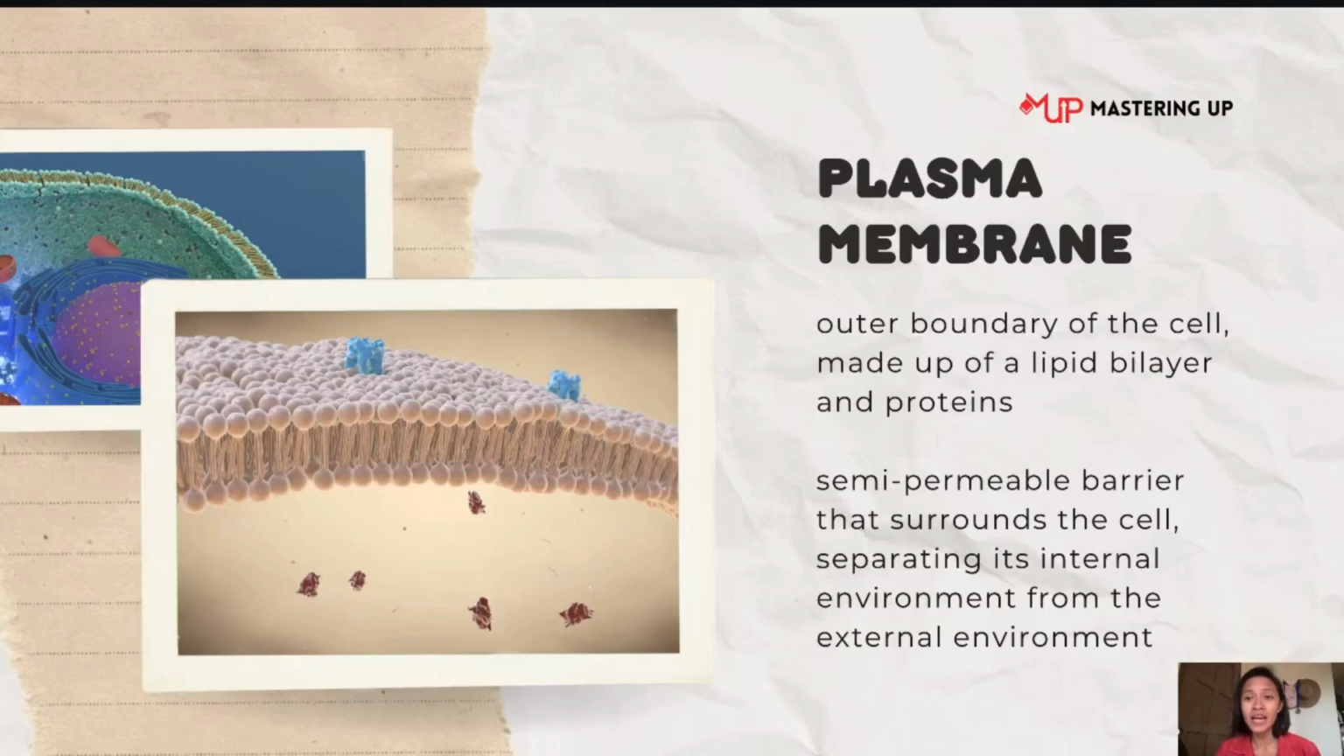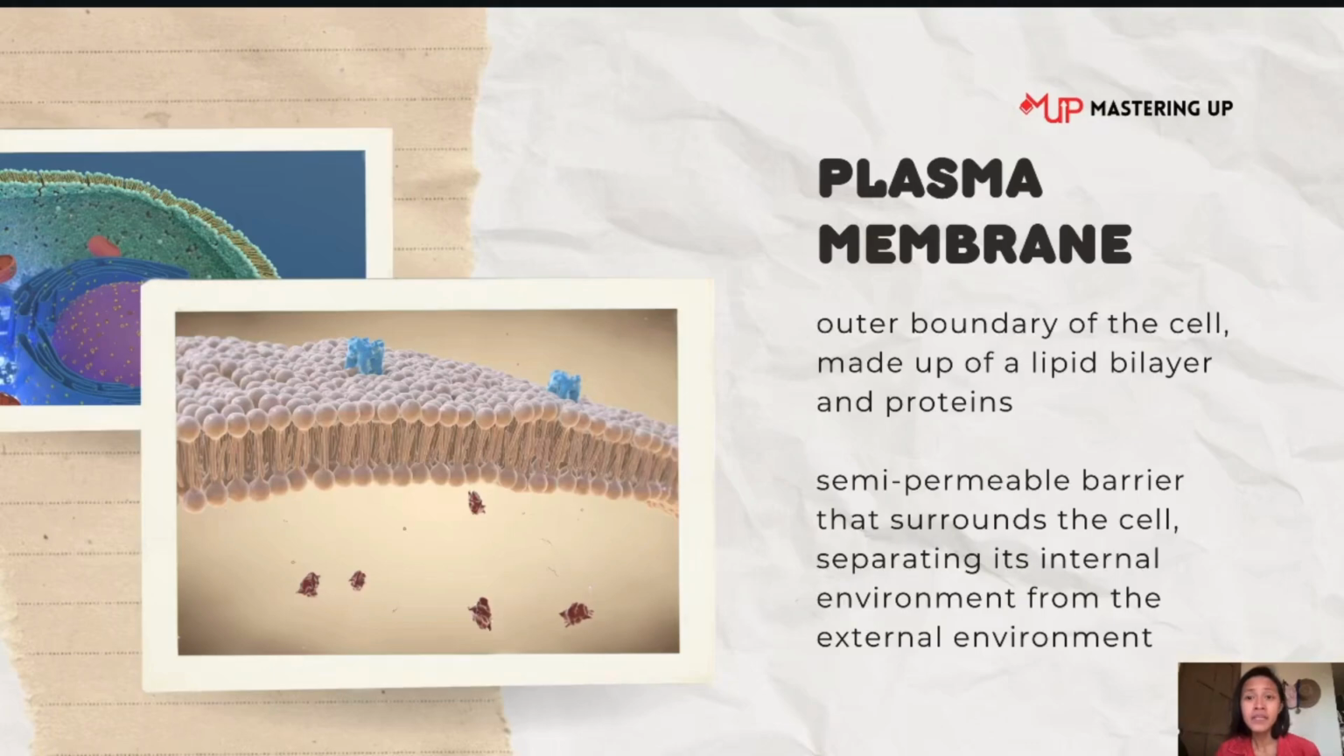What's really cool is that this plasma membrane is found not just in eukaryotic cells like plants and animals, but also in prokaryotic cells such as the bacteria. This means the plasma membrane is fundamental to all the living organisms, no matter how simple or complex they are. This boundary is crucial because it ensures that only the right materials pass in and out, maintaining the cell's internal conditions and allowing the cell to communicate with its environment.